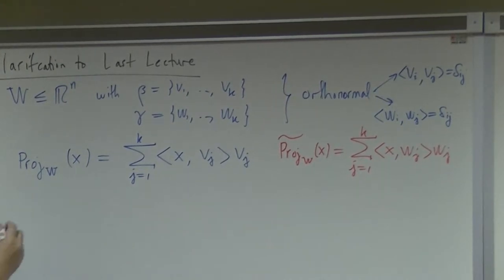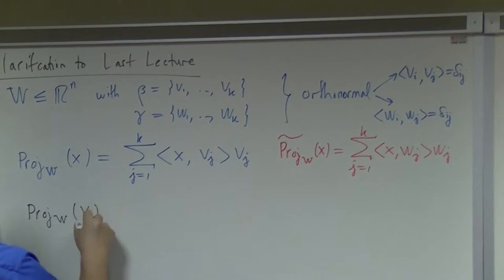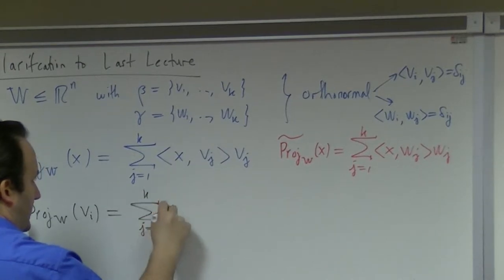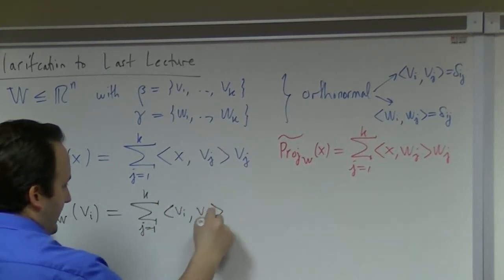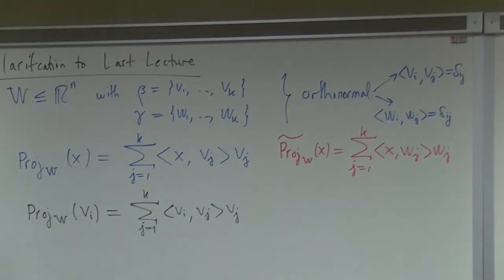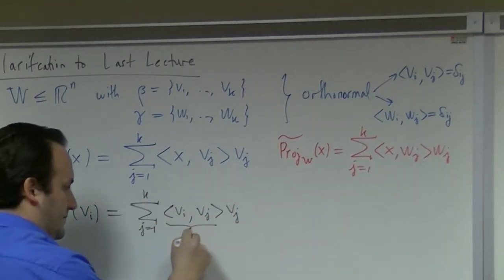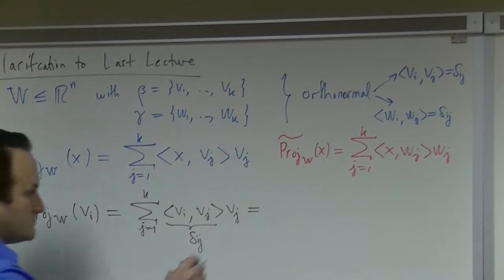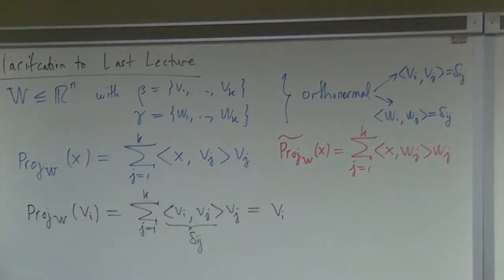So for example here, the projection onto W of, let's say, vi, what's it equal to? Well, it's equal to a sum, j equals 1 to k, of the inner product of vi and vj, times vj. But this is exactly the Kronecker delta, right? So this whole thing just breaks back down to vi.